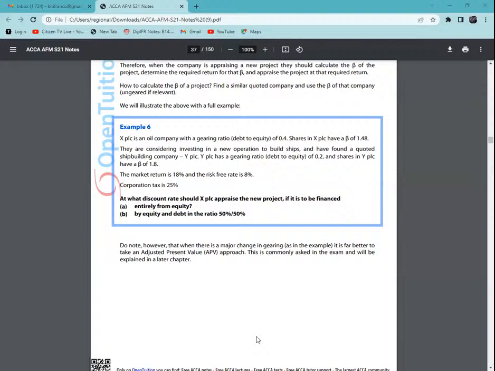Now, from there, ladies and gentlemen, we have a corporation tax rate of 25%. So then what discount rate should XPLC use to appraise the new project if it is to be financed, A, entirely from equity, and B, equity and debt in the ratio of 50-50.